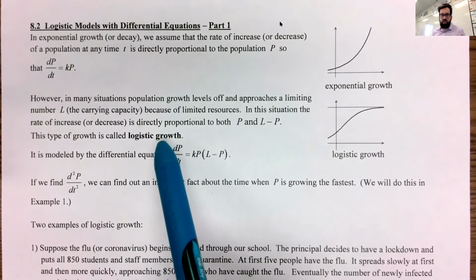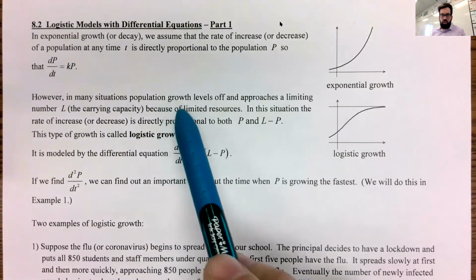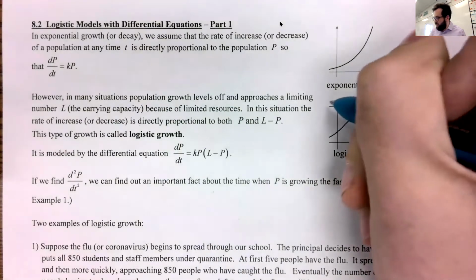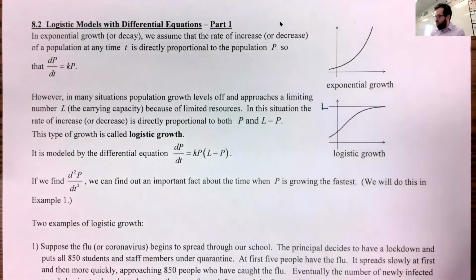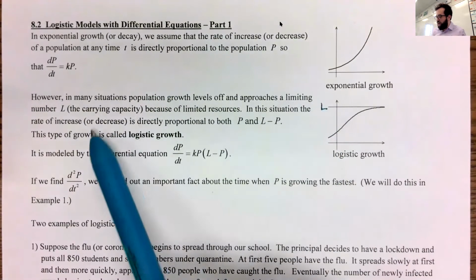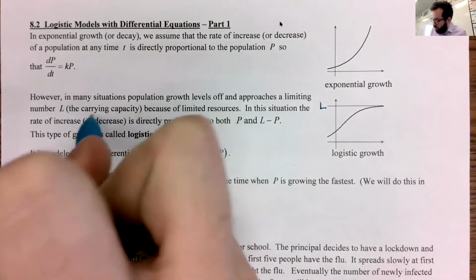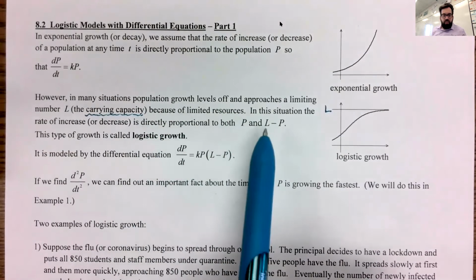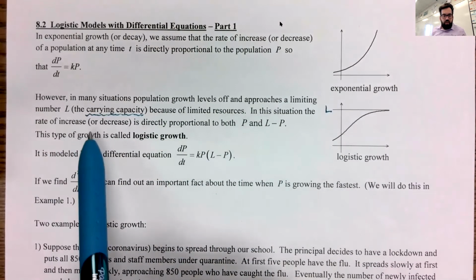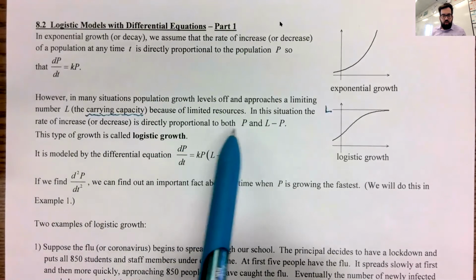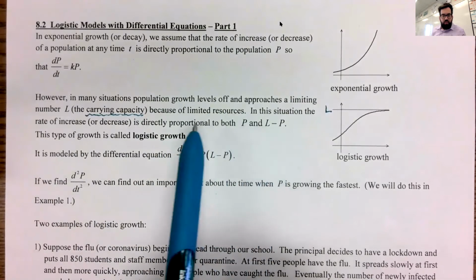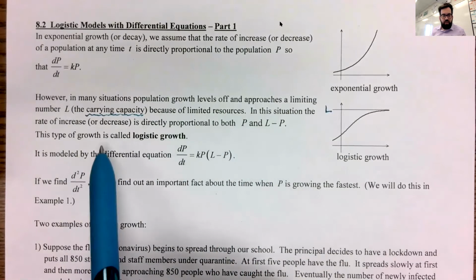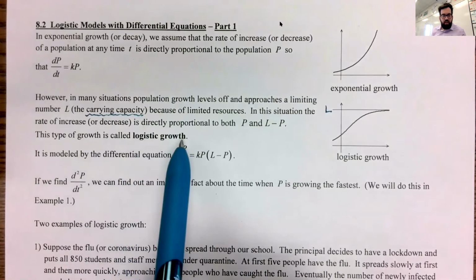However, in many situations, population growth levels off and approaches a limiting number L. So in that case, this line right here would be a y value that we would call L, the carrying capacity. That's key vocab for this lesson. Because of limited resources, in this situation, the rate of increase or decrease is directly proportional to both P and L minus P. Remember, P is the population, L is the carrying capacity. So this type of growth is called logistic growth.